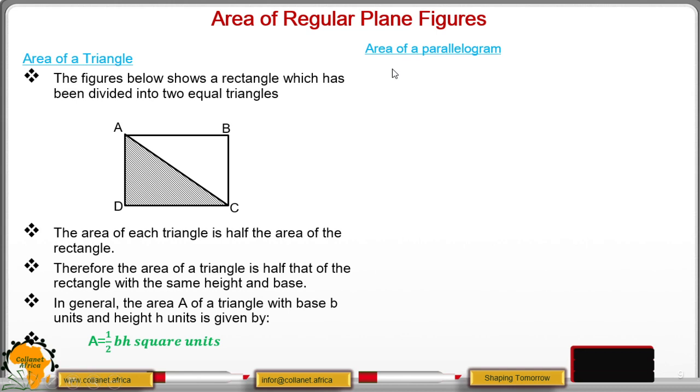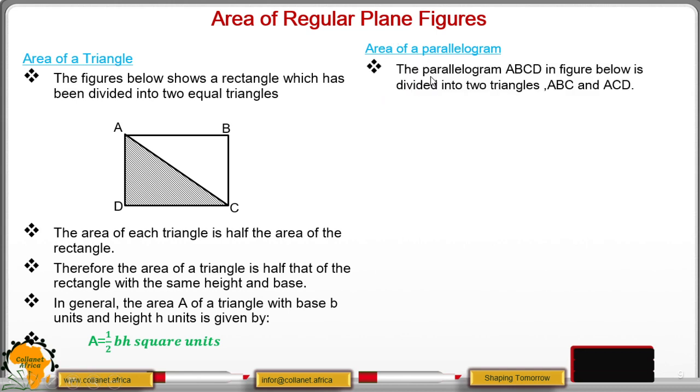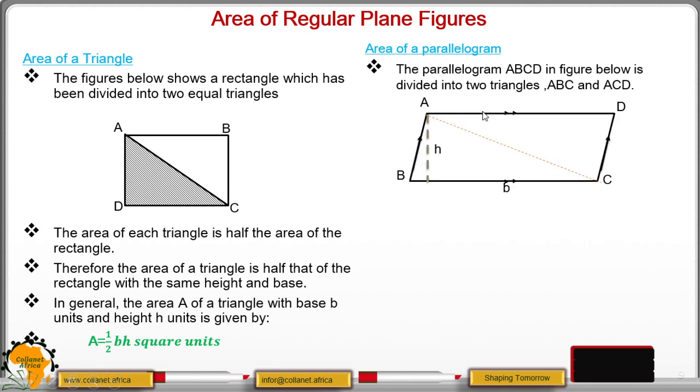From there, we can move to the third plane figure, that is our parallelogram. If you look at the parallelogram that we have here, A, B, C, and D, we have two triangles, A, B, C, and A, C, D. We have two triangles. And the area of the parallelogram will be equal to the area of triangle ABC plus the area of triangle ACD.